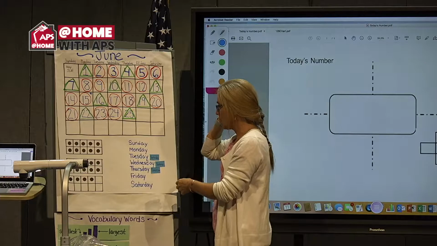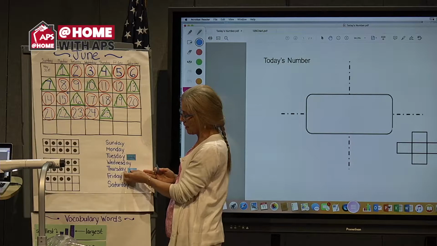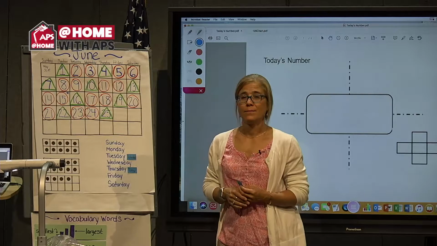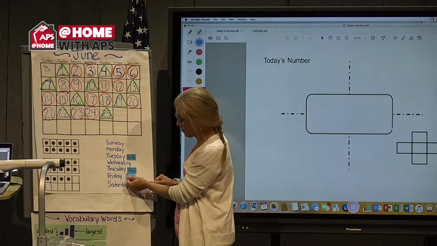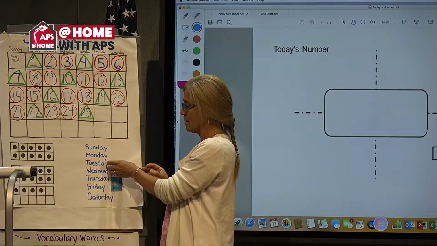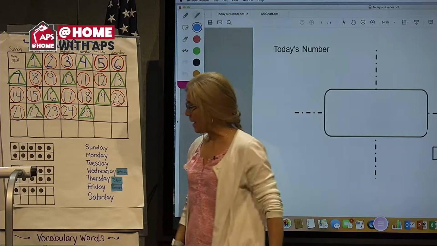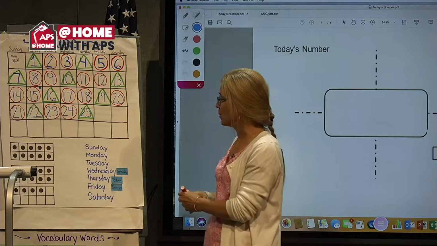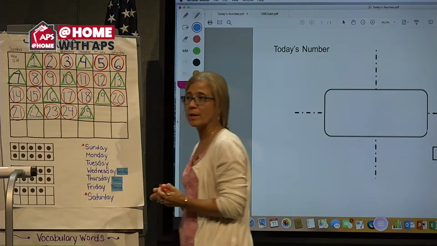Okay, so if today is Thursday, that means that tomorrow will be what day? Friday. Friday comes right after Thursday. And yesterday, the day before Thursday, was Wednesday, exactly. Sunday and Saturday are considered weekend days. Maybe we'll put a little star next to those so when we're talking about weekend, we can remember which days of the week that is.